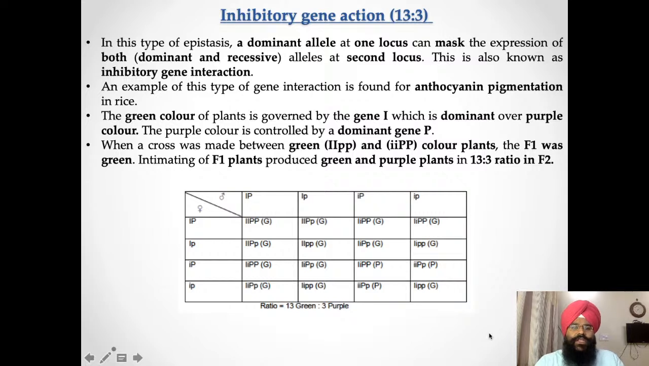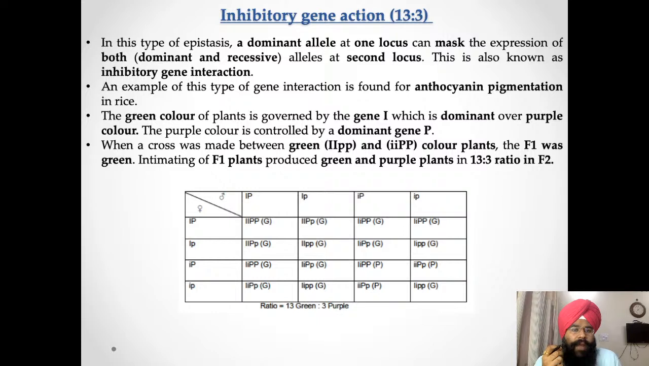Then comes the inhibitory gene action. In this type of epistasis, a dominant allele at one locus can mask the expression of both dominant and recessive genes at the second locus. So one dominant gene could mask the function of dominant as well as recessive genes at the second locus, and this is known as inhibitory gene interaction. An example of this is anthocyanin pigmentation in rice.